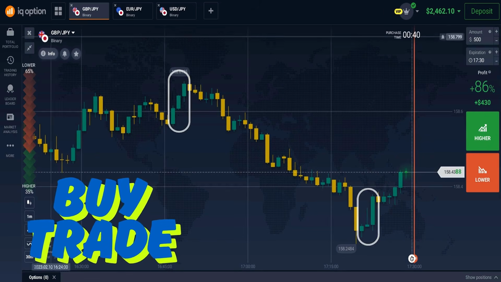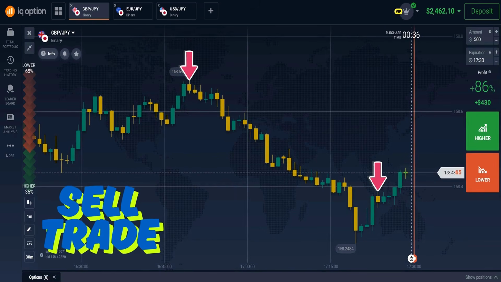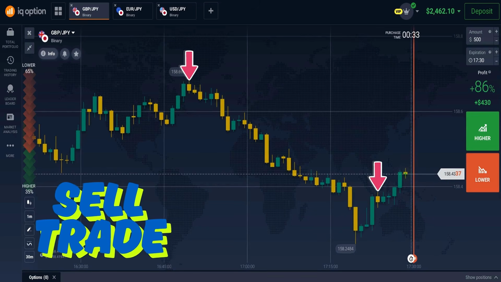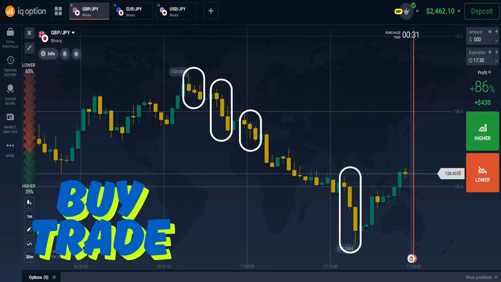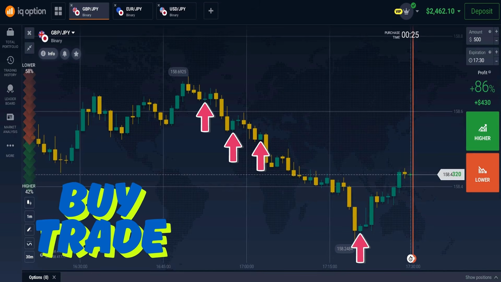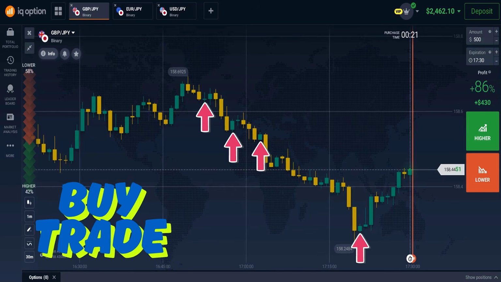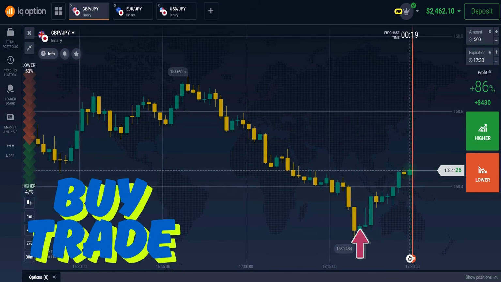Here is the rule: if 3 bullish candles form one after another, then the 4th candle is likely to be bearish, and in this situation, we prepare for a sell trade. If 3 bearish candles form one after another, then the 4th candle is likely to be bullish, and in this situation, we prepare for a buy trade. This pattern is very simple, but discipline is extremely important.